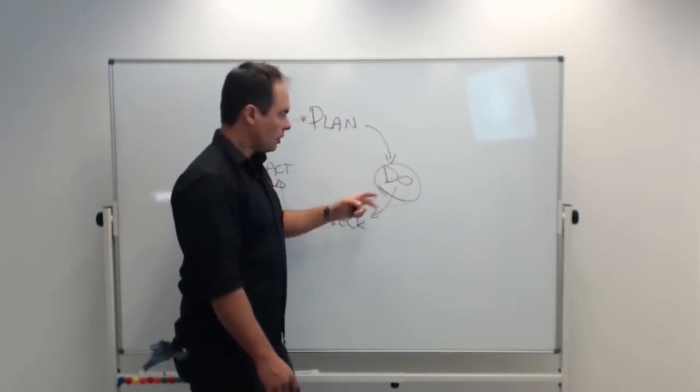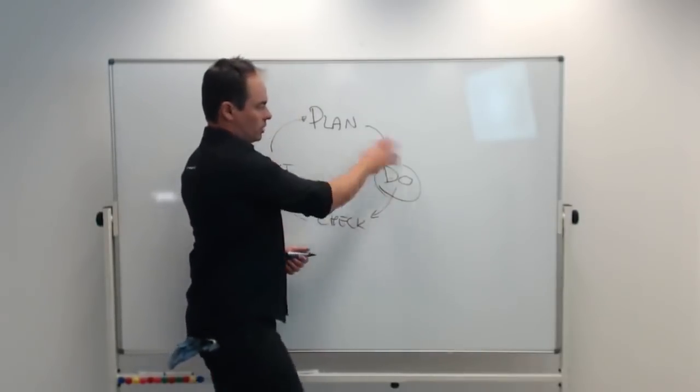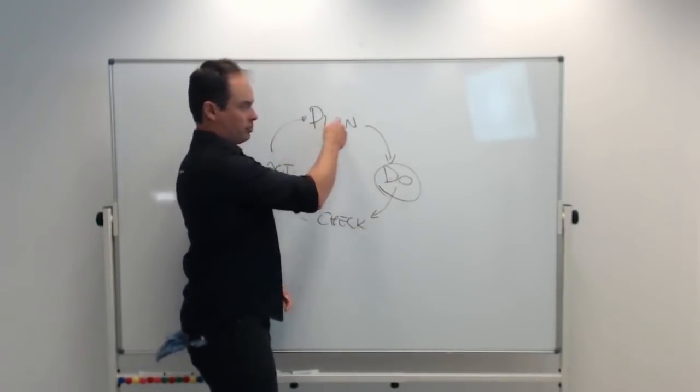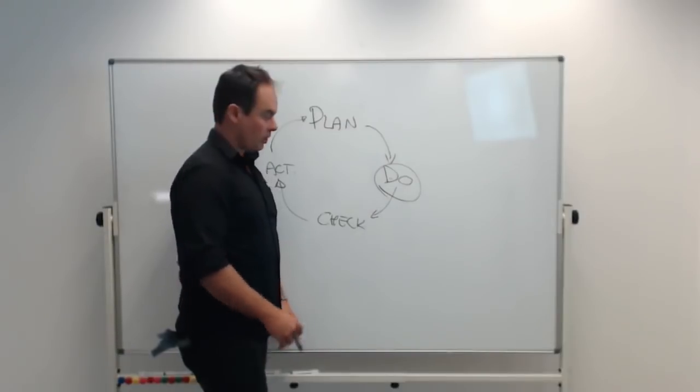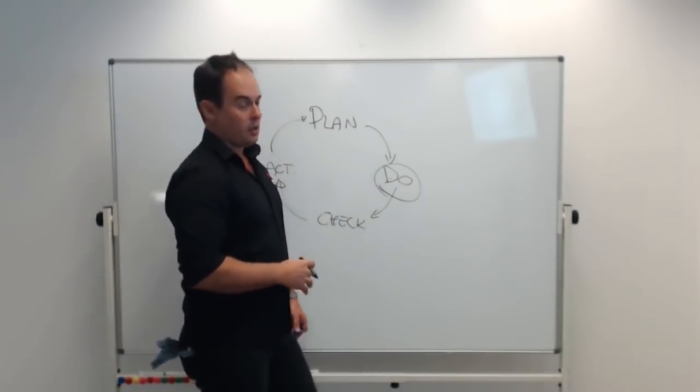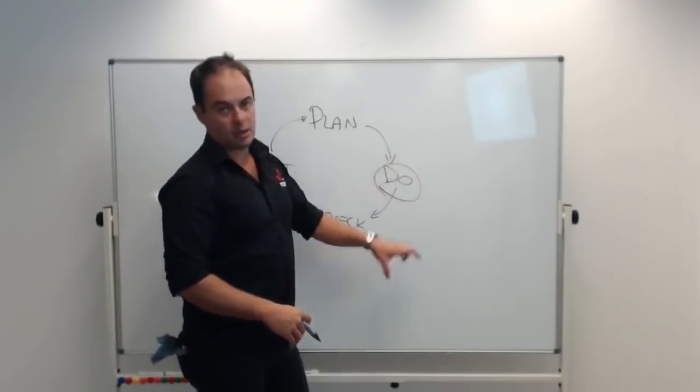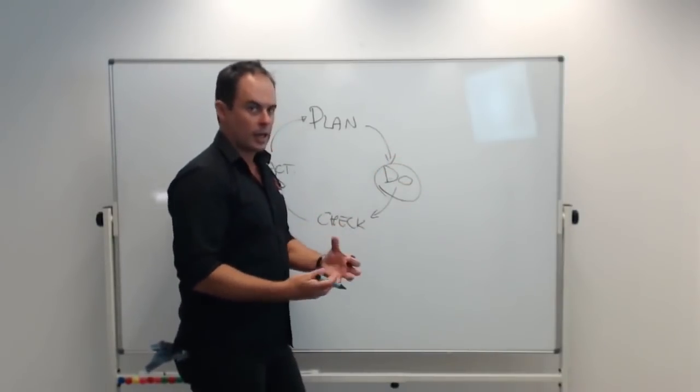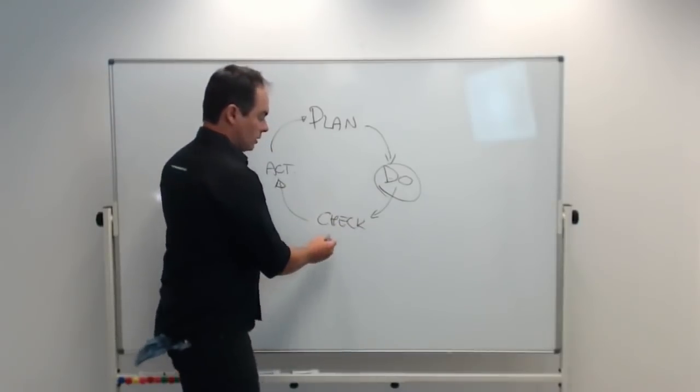to doing. So I actually argue that the cycle starts with do, check, act, plan. So it's not plan, do, check, act, it's do, check, act, plan. And that's something I've been saying the last 15 years. We just get in and we do stuff. We try and figure it out. And then we go, holy shit, that didn't work.